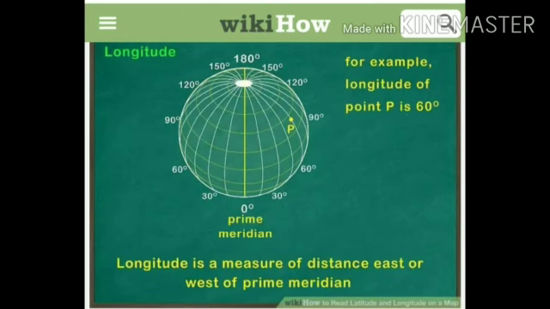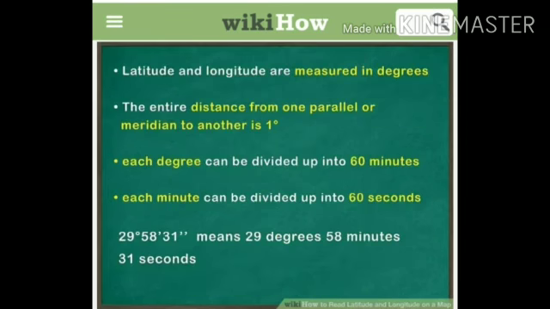Now again in the next picture you can see a longitude. You can see again a yellow line and a point P is there somewhere next to it. So if you want to find the longitude of P, what is the longitude of P? That is 60 degrees. 60 degrees is written below. So this way you can find the longitude.